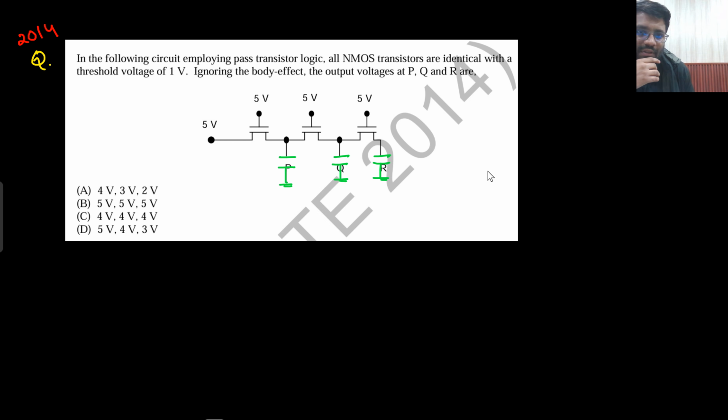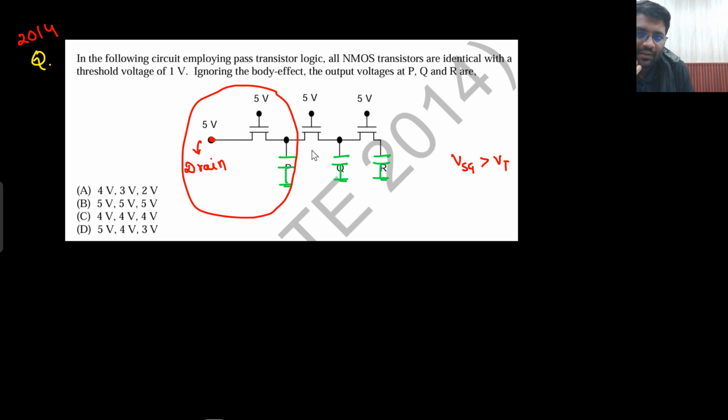All are NMOS. What is the condition, sir? VGS should be greater than VT. Which one is drain, which one is source? Can you tell? Sir, this is at 5 volt. What does that mean? Sir, this will be drain. Now let's analyze only the first stage. What will happen? Sir, it will try to charge. Right? Only in the first stage, this will be drain, and this will be source. I am analyzing only this first stage.